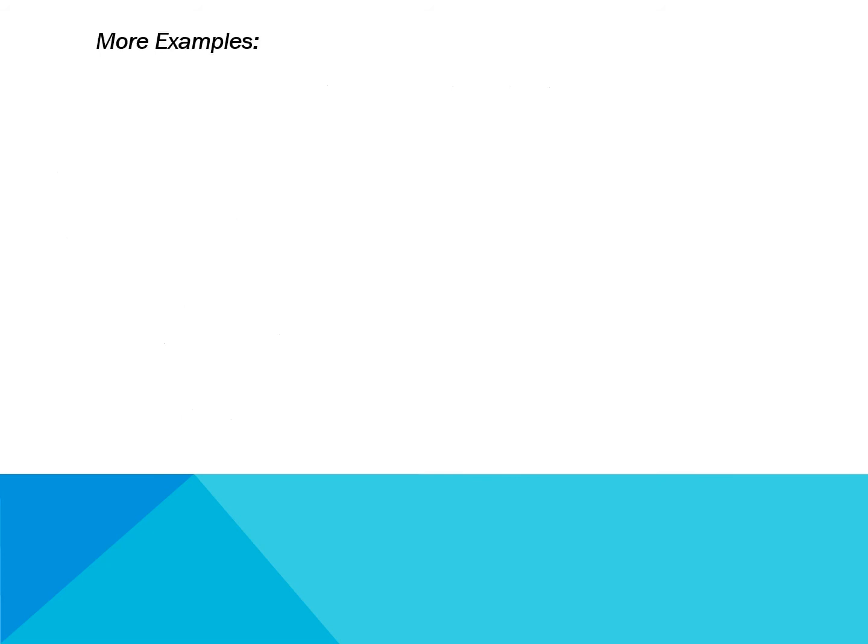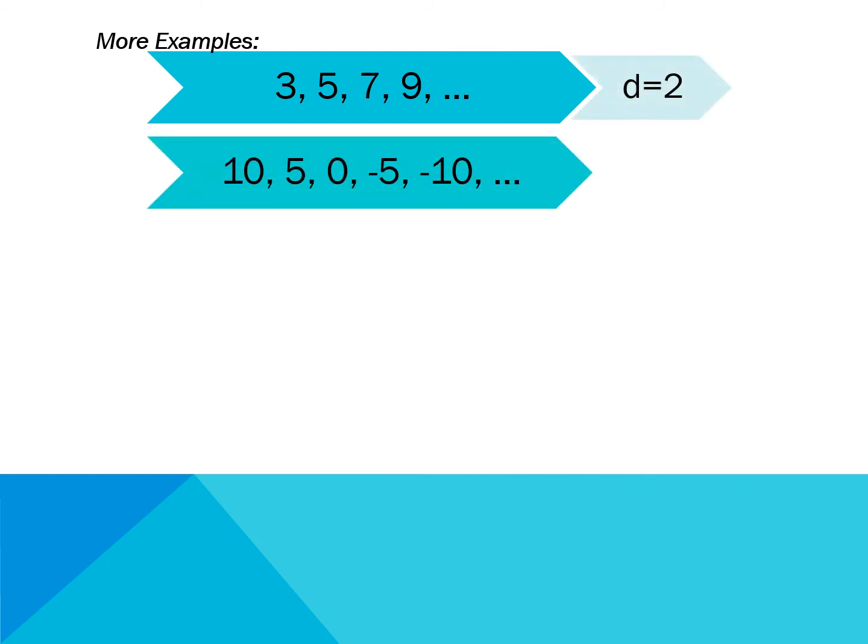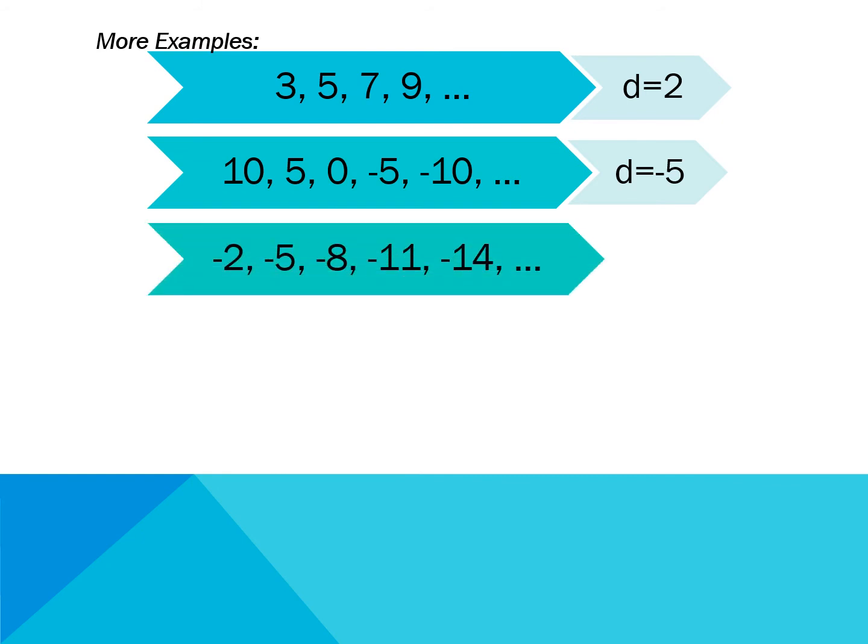Now let's proceed to more examples. We have the sequence 3, 5, 7, 9, and so on. Our d equals 2. How about 10, 5, 0, negative 5, negative 10? What is our d? d equals negative 5. Next one, negative 2, negative 5, negative 8, negative 11, negative 14. What is our d? Our d is negative 3. That is the number added.